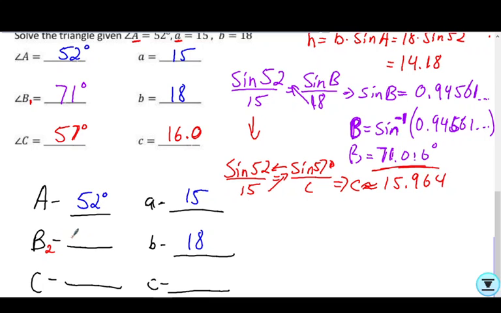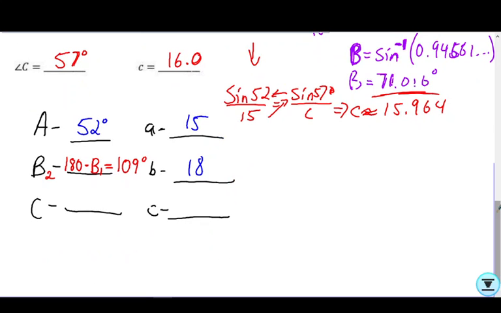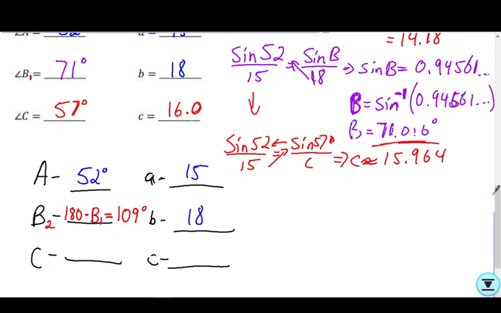To find our second triangle, to find B2, we take 180 degrees and subtract what we had for B1. So when we take 180 degrees and subtract 71 degrees, we get our second triangle's B, which is 109 degrees. Now that I have a different angle B, I have a different angle C, because once again, if I add up these two and subtract from 180, I find angle C, which is 19 degrees.